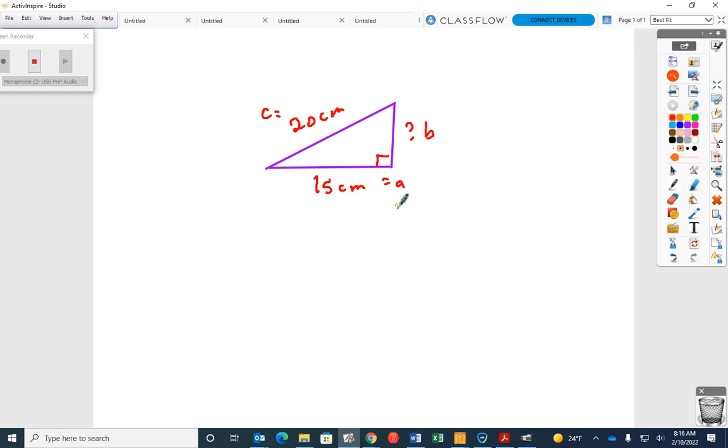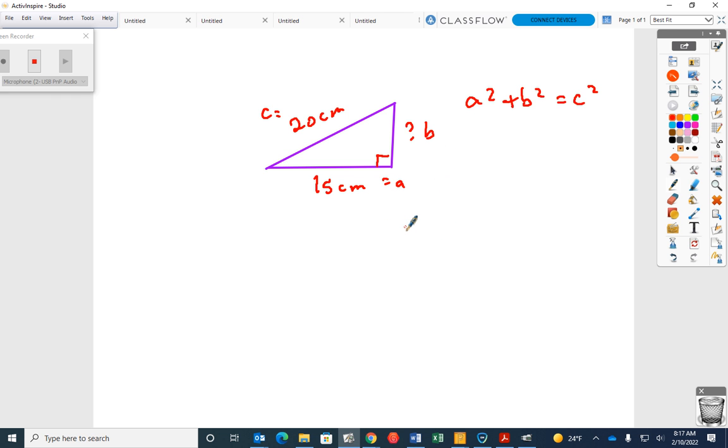Okay. So the first thing we do, just like last time, what do you think the first thing we were going to do is? Write our formula. Okay? So A squared plus B squared equals C squared. Now let's plug some things in. I don't know what B is.